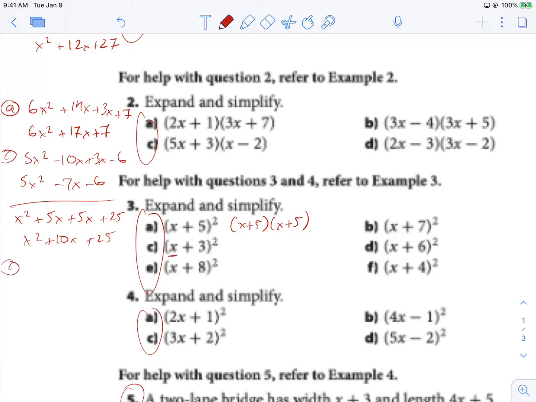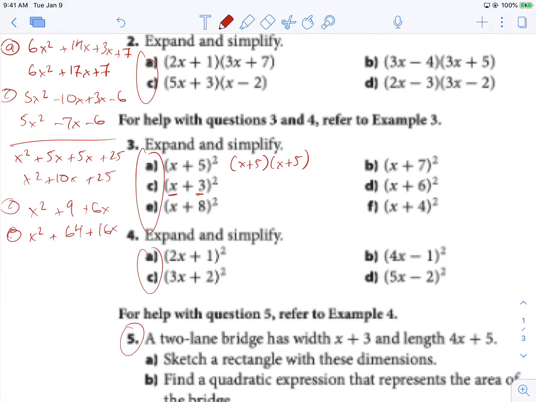So for the next one, C, I'm going to do the shortcut. We have x, so we square that, so we get x squared. And then we square this, plus 3 squared, so that's 9. And then we multiply those two terms together. So 3 times x is 3x, and then you just multiply it by 2. So 3 times x is 3x, times 2 is 6x. And you're done. Don't have to do anything else. Okay, so I'm going to do the shortcut again. So we get x squared plus 8 squared is 64, and then 8x times 2, 16x, and you're done.